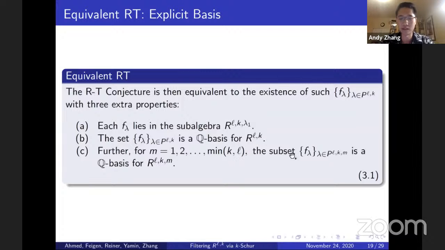And the third property says that if we further refine it, we shall have the property that if we start out with a partition inside P_{l,k,m}, then the set of F_lambda should be a Q-basis for R_{l,k,m}. And I should comment that property C actually implies property B by just taking m to be maximal.